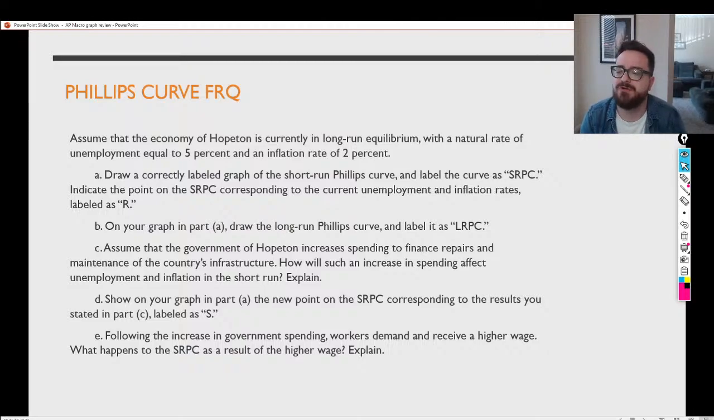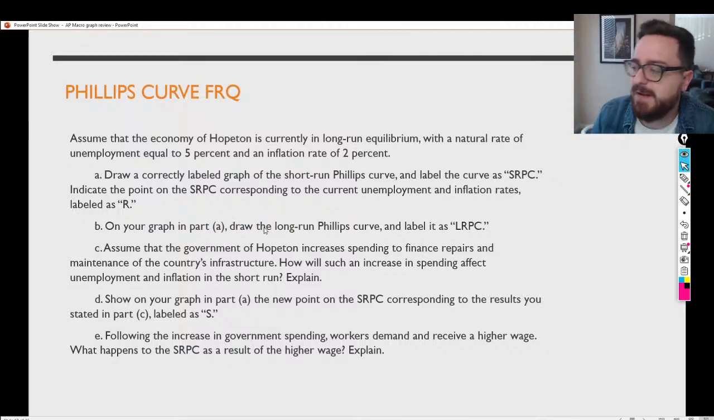How will such an increased spending affect unemployment and inflation in the short run? So this is where Jesus, your question about do we need to draw the graphs comes into play. It's an FRQ. C here is absolutely an aggregate demand, aggregate supply graph question. It does not tell me to graph it. I don't have to graph it, but I kind of will have to explain it anyway. I'm going to have to write it out regardless.